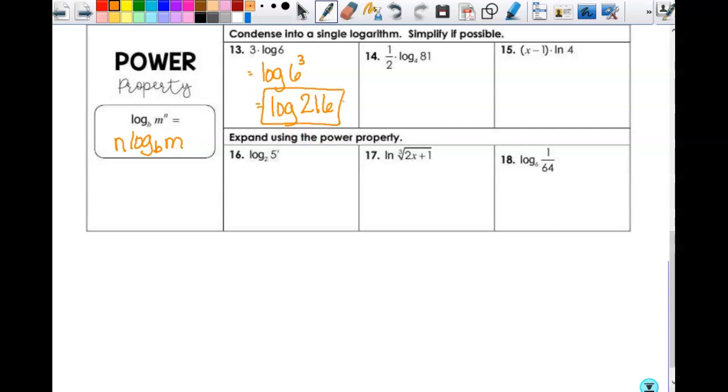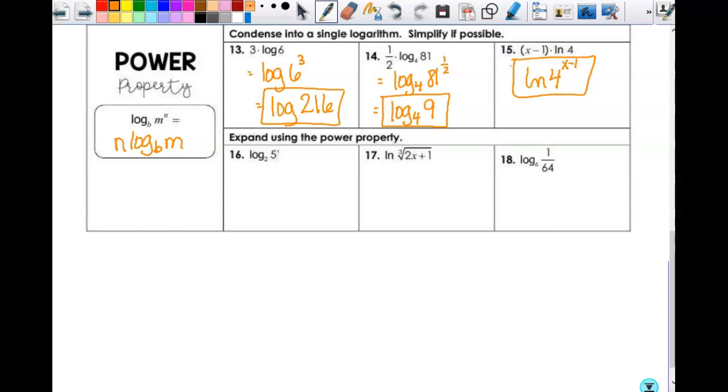Then I have, this becomes log base 4 of 81 to the 1/2 power. So what's 81 to the 1/2 power? Just 9, yeah. Just the square root, just 9. Then this is going to become the natural log of 4 to the x minus 1 power. Is there anything else I can do with that? Nope. That's it.